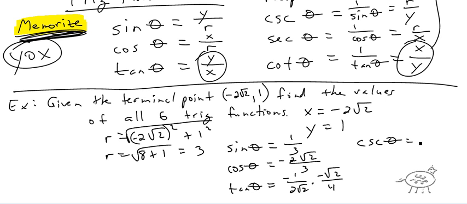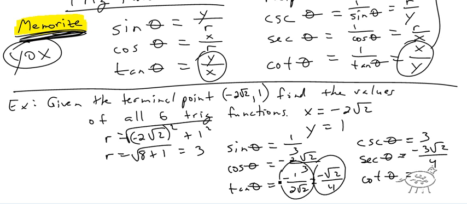Cosecant of theta is equal to the reciprocal, so that's equal to 3. Secant of theta, do the reciprocal of that, and you rationalize it, and you get -3√2 over 4. And you have the cotangent of theta. And actually, as opposed to trying to rationalize this one, isn't it this guy right here? Isn't it x over y? So it's just -2√2 over 1, or just -2√2. Sometimes it's easier just to look at the original problem.